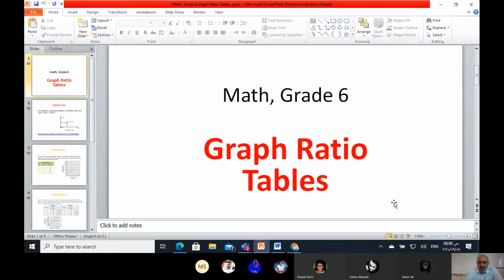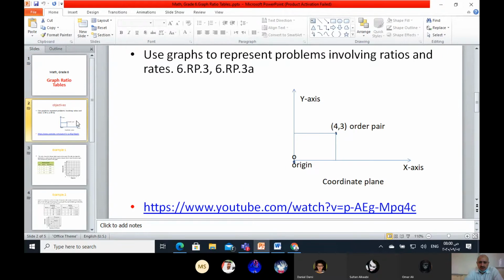6. Today we want to learn graph ratio tables. So we want to use graphs to represent problems involving ratios and rates.